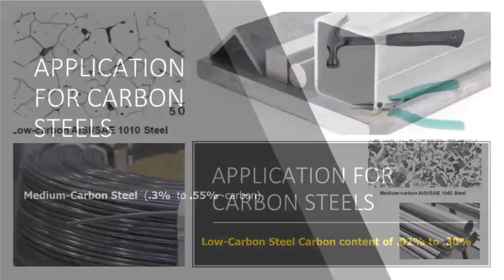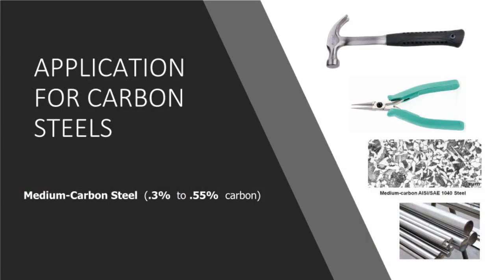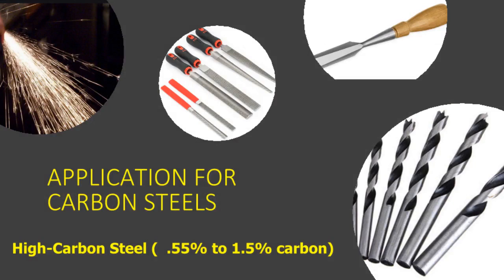Medium carbon steel, 0.3% to 0.55% carbon. This steel contains enough carbon to be hardened in the conventional way, but can also be case hardened. Steels in this group are more able to resist wear and abrasion than low carbon steels. Machinability decreases with hardness, so they may present more difficulty in machining. Examples: pliers, screwdrivers, gears.